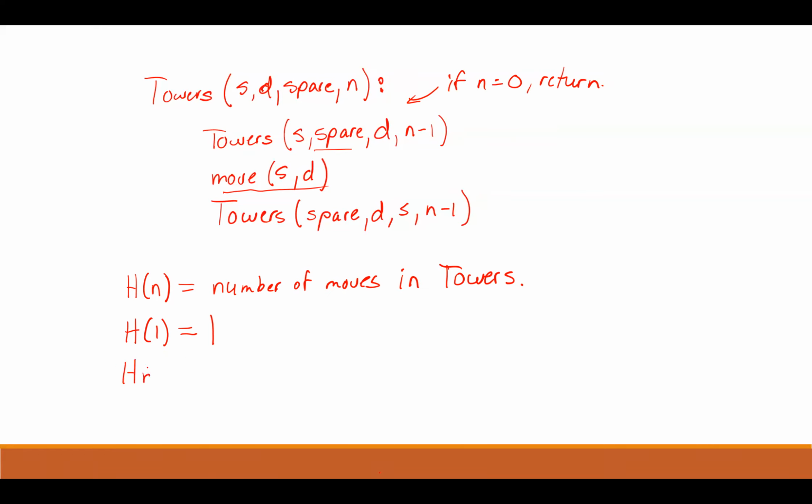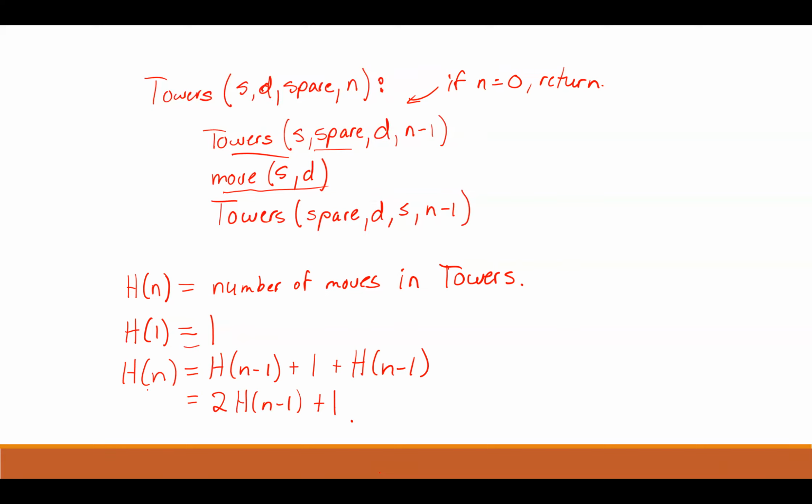And now if I have n disks, well, I again call h of n minus 1. That's my first call to towers, plus one move, plus h of n minus 1 again. So that's 2 h of n minus 1, plus 1. Okay. Now I'll go through this really quickly. It's sort of simple, but I'm just going to expand it out.